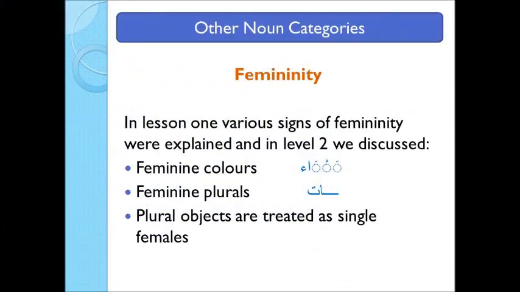Some other noun categories which were discussed were femininity. We discussed feminine colours, such as the example زرقاء, feminine plurals, such as muslimat, and plural objects are treated as singular females.